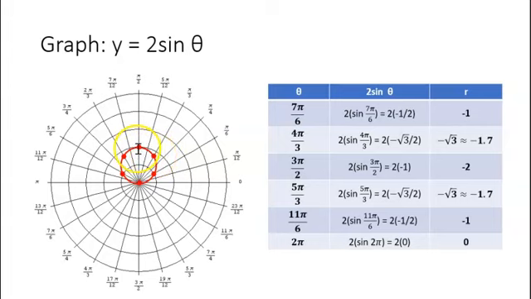And then 3 pi over 2 would be here because it's -2. So all of those points are points that I already have. So this is my final graph.